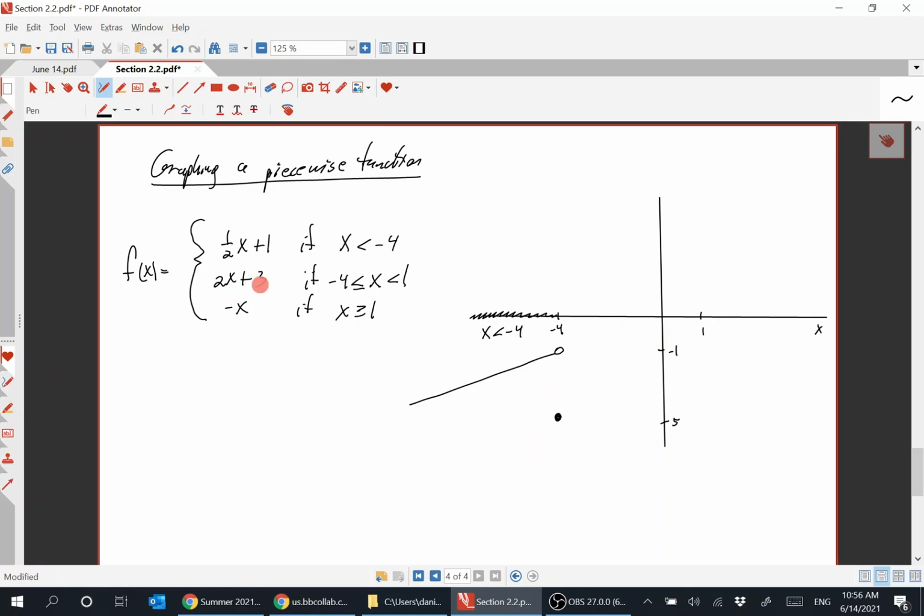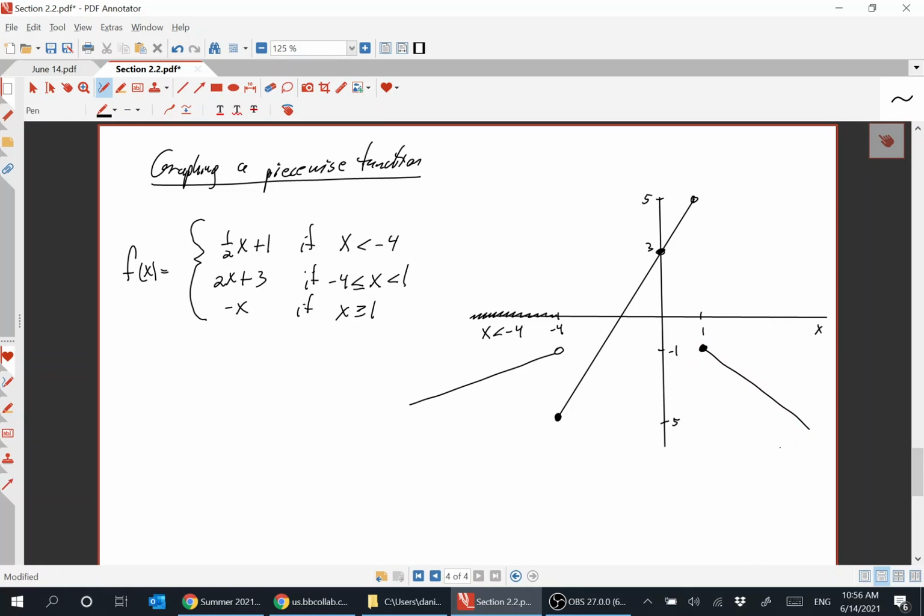And then at x equal to 1, this is 5. So that's going to be up there. And then we cross the x-axis at -3/2 and the y-axis at 3. And then x equal to 1 for x bigger than or equal to 1: I'm supposed to have an open dot there. Then -x, so -1 is here, so that's the solid dot, and then slope -1 goes down 45 degrees.